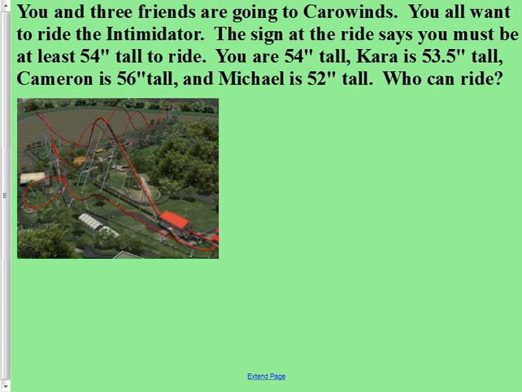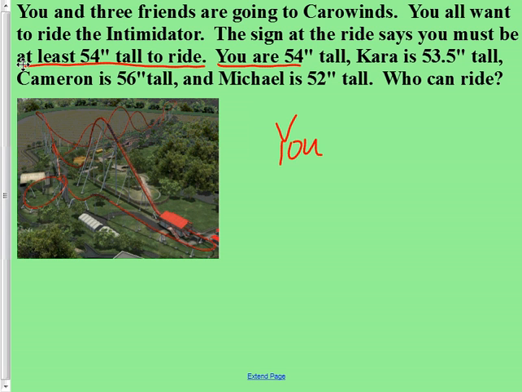So who can ride? Well, it says you must be at least 54 inches tall to ride. Think about what that means. If you have to be at least 54 inches, then you have to be 54 or more, because 54 is the least you can be. So if the least you can be is 54 inches, then you are 54 inches. So you're good. So you can ride.